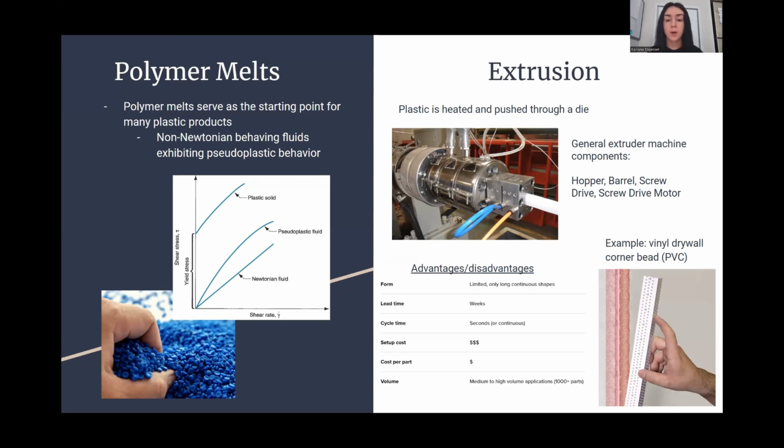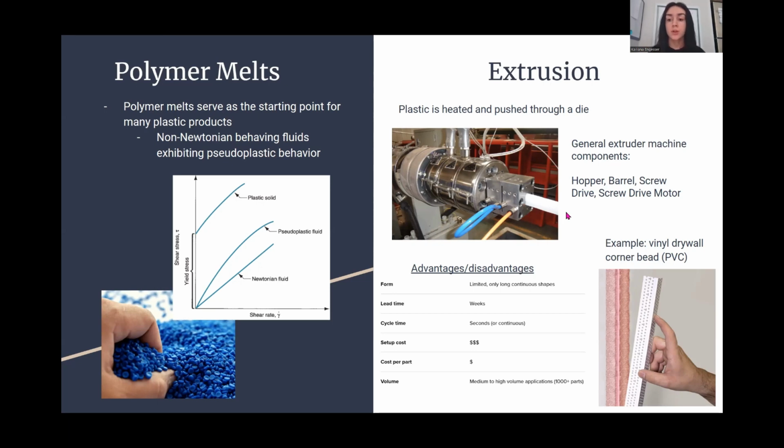Now moving on to our first manufacturing process, we have extrusion, which is a rather straightforward high volume application where plastic is just heated up and pushed through a die. And so here in these two images, we have an example of vinyl drywall corner bead. And so the corner bead is formed again by plastic being pushed through the die to get the appropriate corner bead shape. And then the plastic coming out is immediately cooled in water.